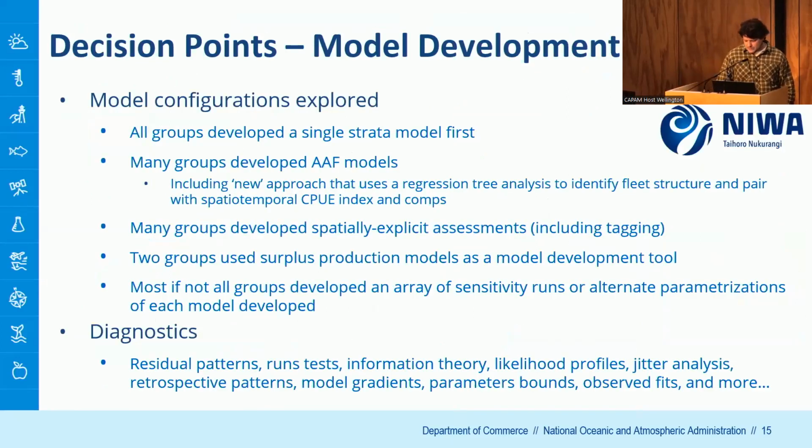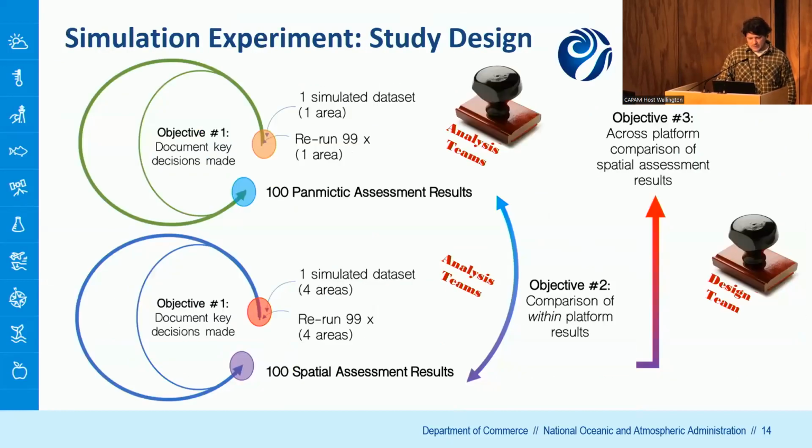The first one is about those decisions I was talking about. So we have our simulated data set, and then we actually created 100 of those simulated data sets. As folks were building their base model using one of those data sets, they documented their decisions. And so that was the first objective.